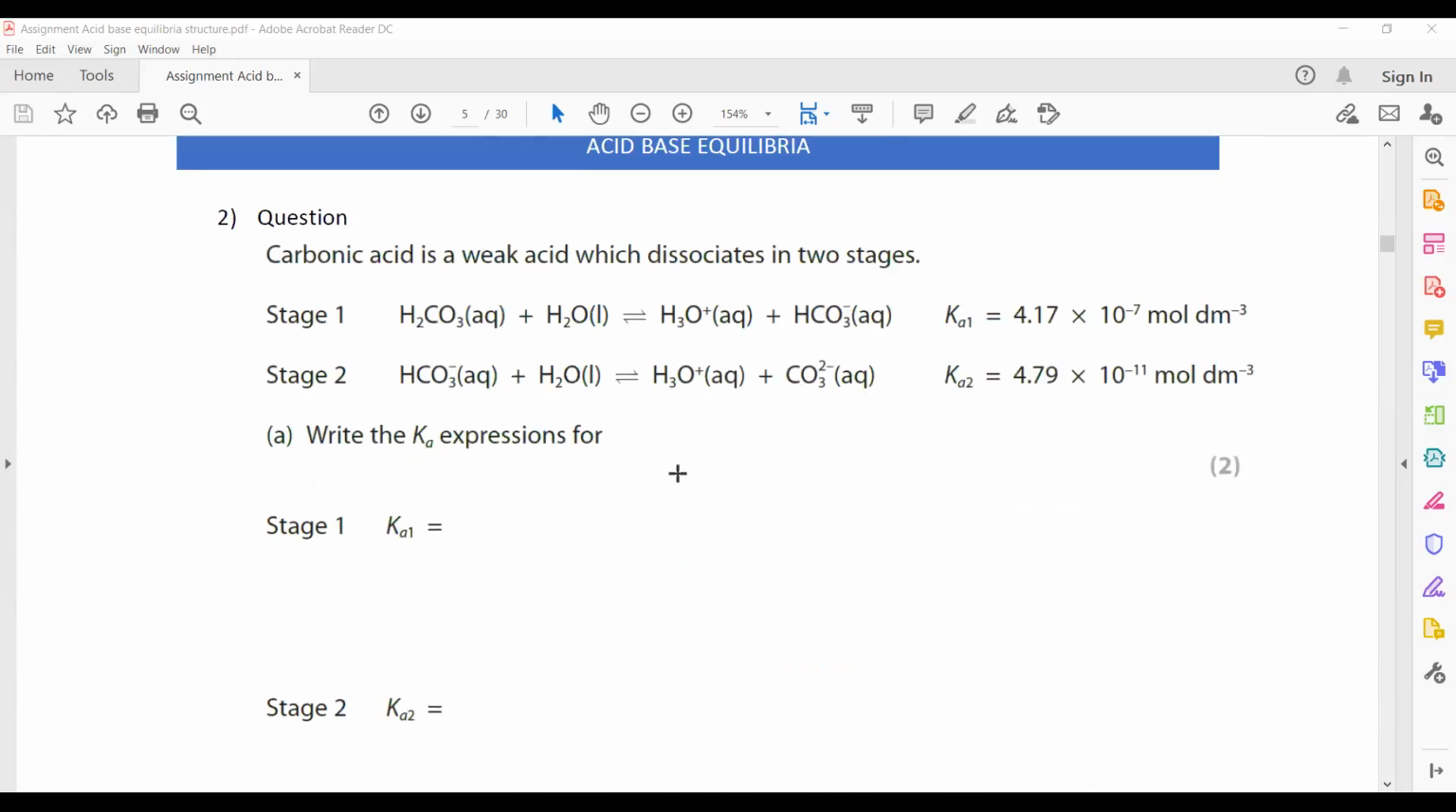So in the next question 2, carbonic acid is a weak acid which dissociates in two stages. So first, what happened? H2CO3 mixed with water forms H3O+ and HCO3-. The dissociation constant for the first one is 4.17 × 10^-7. Then HCO3- further dissociates and the dissociation constant is 4.79 × 10^-11. So the two stages have different dissociation constants.